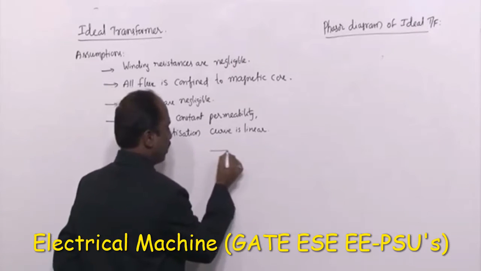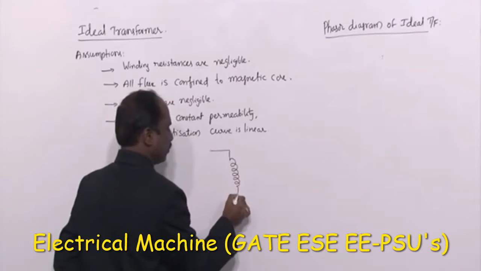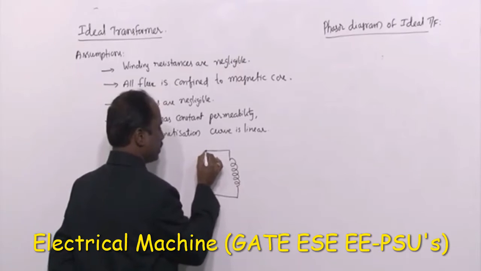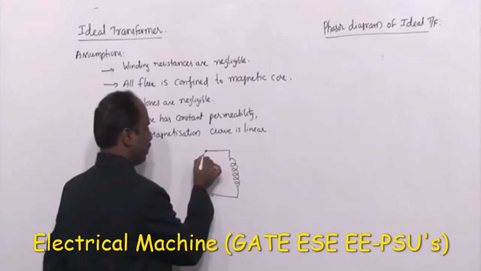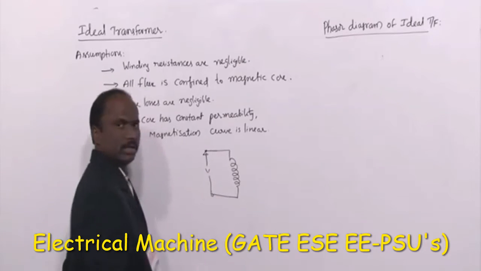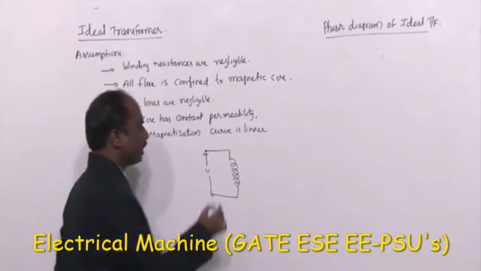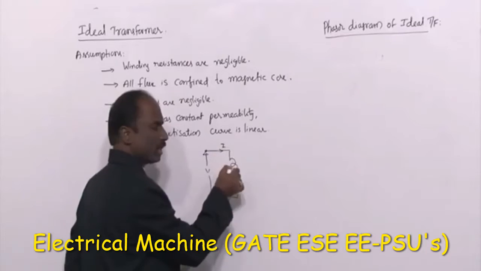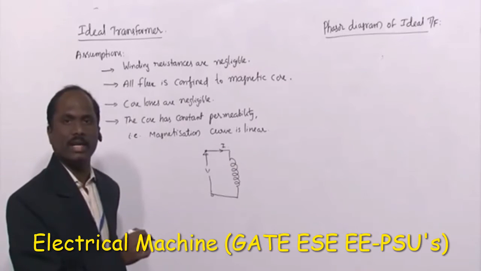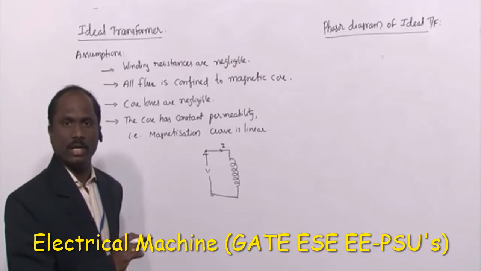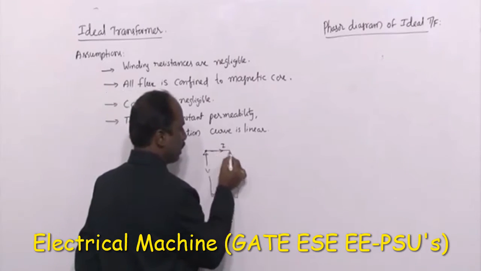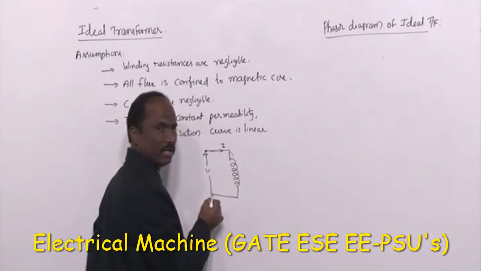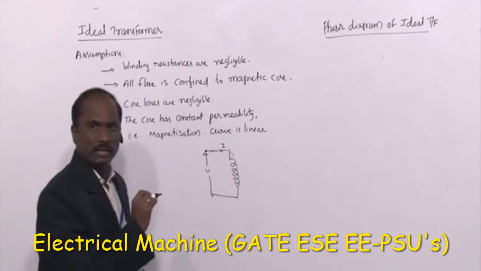Normally, for example, we have a winding like this, which has a resistance of 0. So it is a pure inductor. We are giving a sinusoidal voltage here. Because this is a pure inductor, how is the current? Current lags the voltage by 90 degrees. So whatever the current flowing through this winding lags the voltage by 90 degrees.